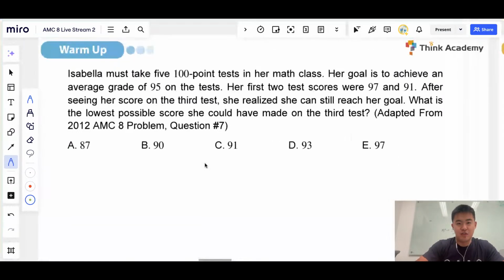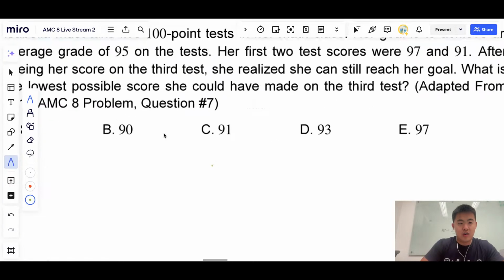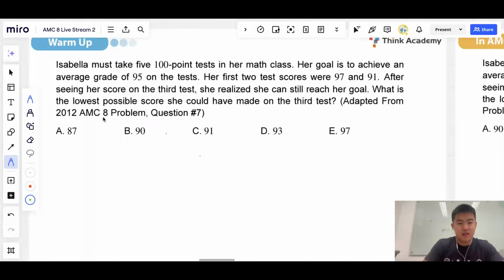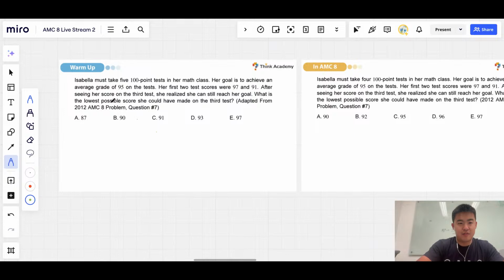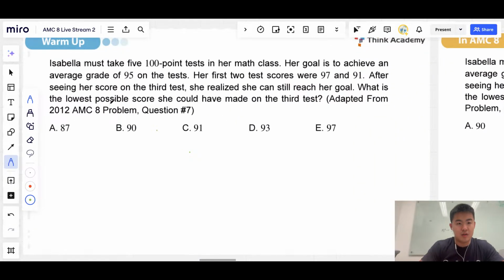Okay, shift the screen too much. So the goal is to achieve how many? 95. Okay, average of 95. Good. So the goal is an average of 95 on the tests. Her first two test scores were 97 and 91. After seeing her score on the third test, she realized that she can still reach her goal. What is the lowest possible score she could have?